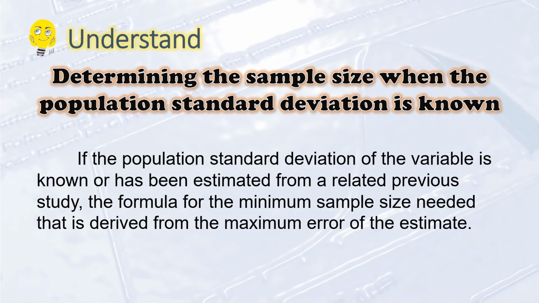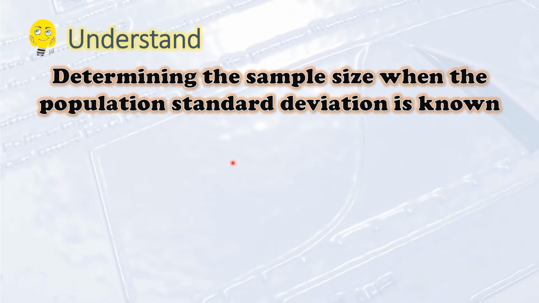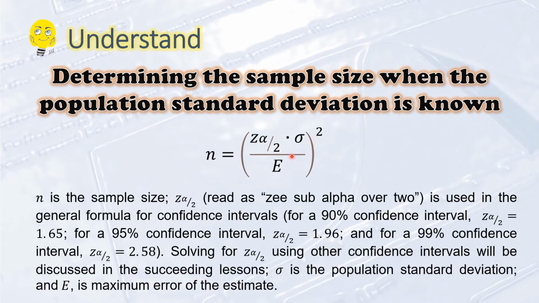If the population standard deviation of the variable is known or has been estimated from a related previous study, the formula for the minimum sample size needed, that is derived from the maximum error of the estimate, is used. The formula is given by n is equal to (z sub alpha over 2 times population standard deviation over E) squared. In here, n is the sample size.